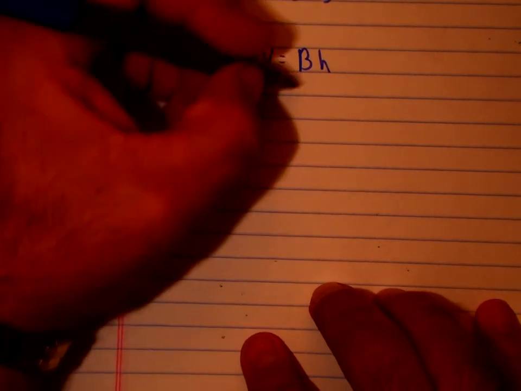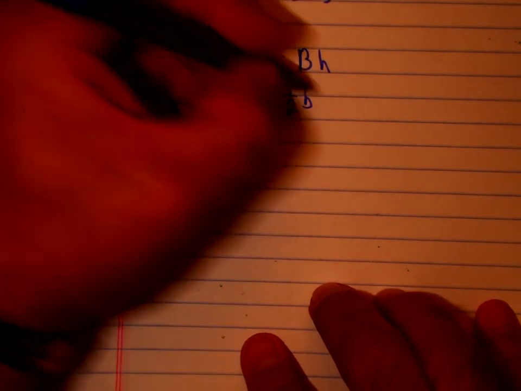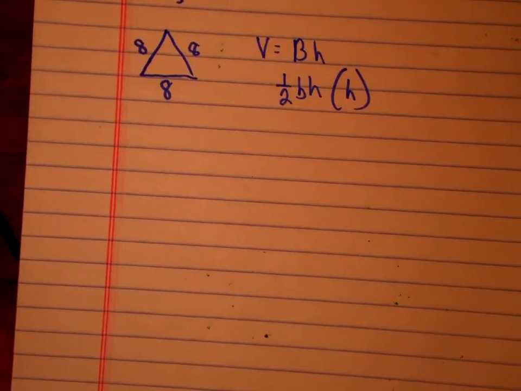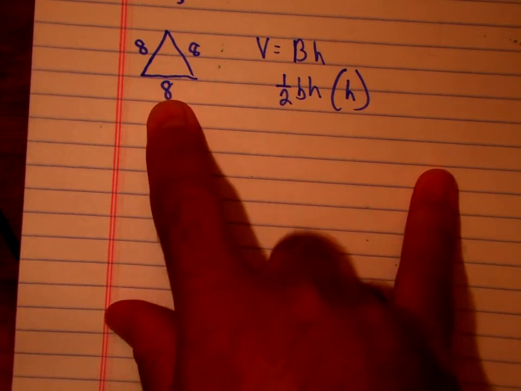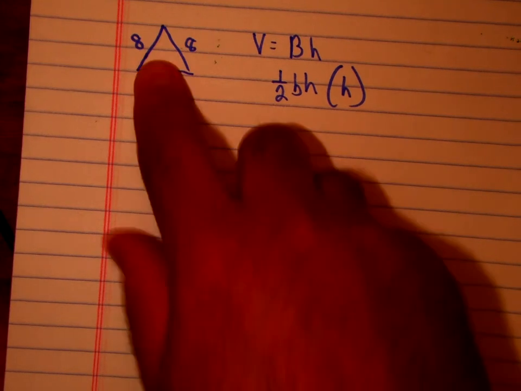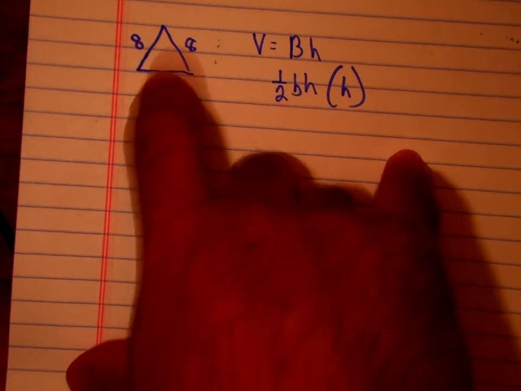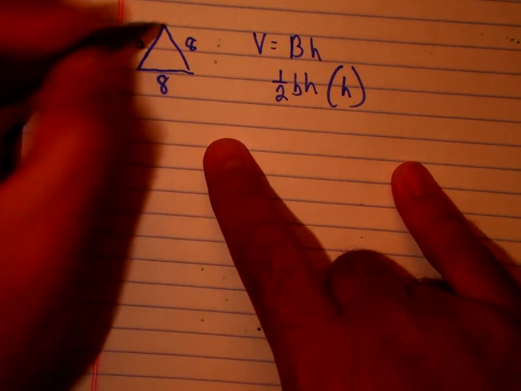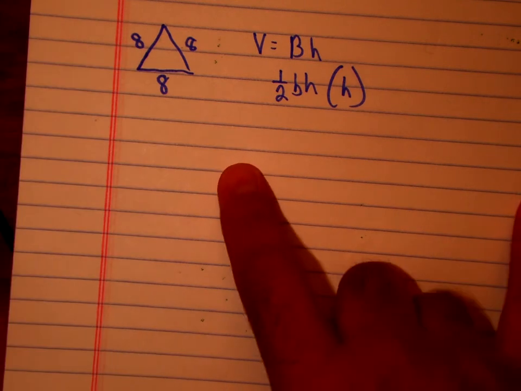And I know that volume is area of the base times height. In this case, the base is 1/2 base times height, and then height of the figure. Now, I have the base. It's 8. I don't have a height. How do I know I don't have a height? Well, there's no right angle mark. If there was a right angle mark, it touches the numbers I need to use for the base and for the height. So, I know I'm going to be doing right triangle work.